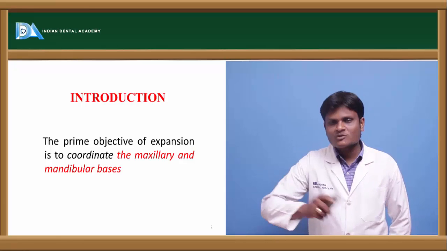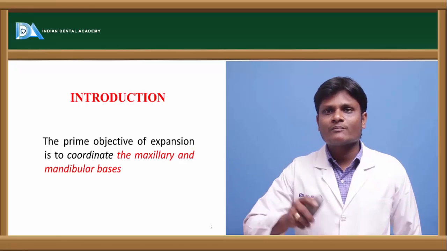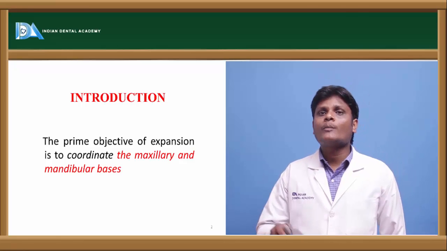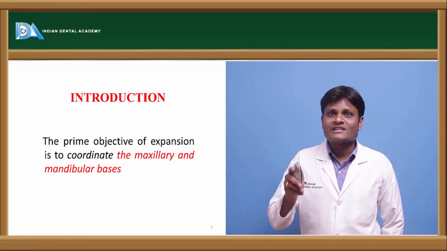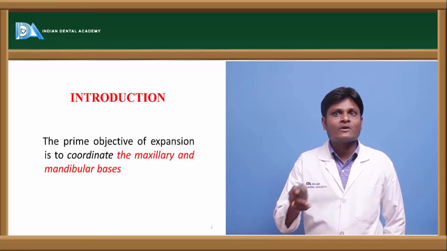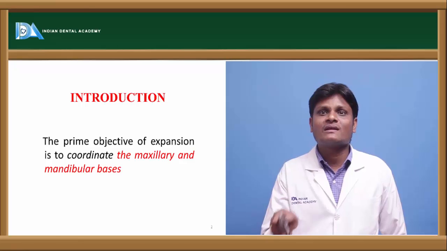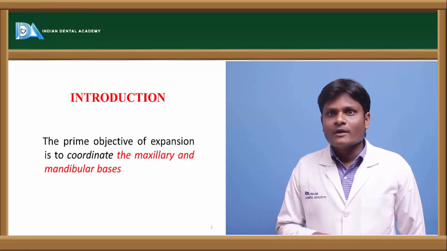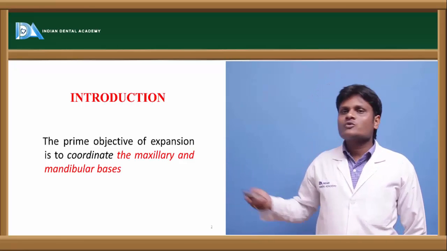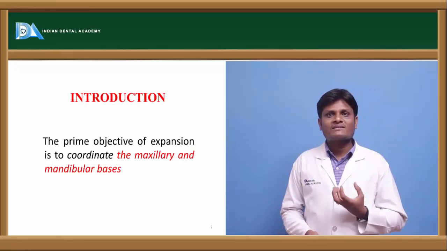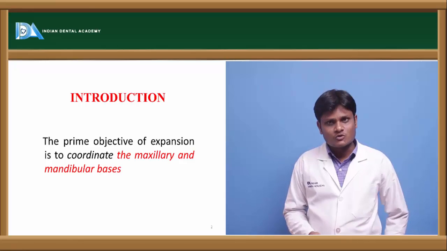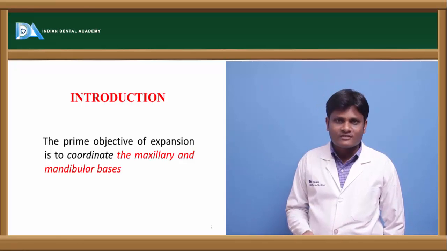orthodontics. Now, in the process of expansion, even apart from correcting the crossbite, we also obtain some amount of space due to increase in the arch perimeter, and the space thus obtained can be utilized for correction of crowding that can be seen in dental arches. So, we will usually go for expansion in orthodontics to coordinate the maxillary and mandibular jaw bases and their dentition.